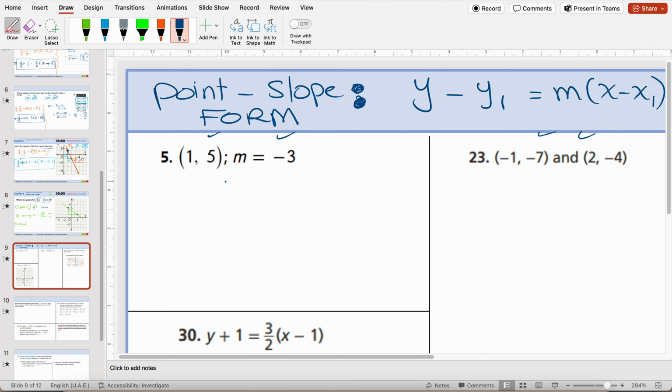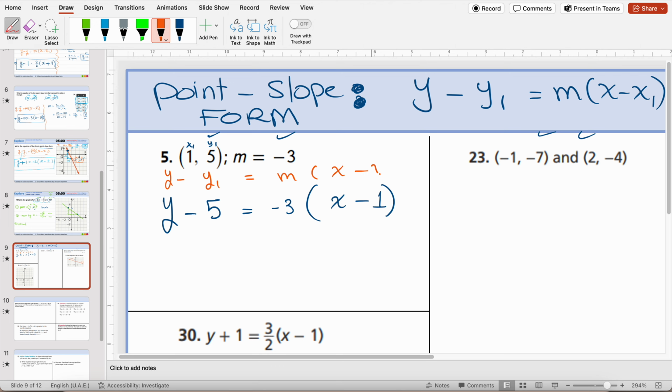Okay. So I can say that this is x1, this is y1, and this is m directly. Y minus, what's y1? 5 equals m is -3, x minus, what's x1? 1. It's better if you write for me what was the equation, so that you can keep track and make sure that you didn't forget anything, and then compare, okay?